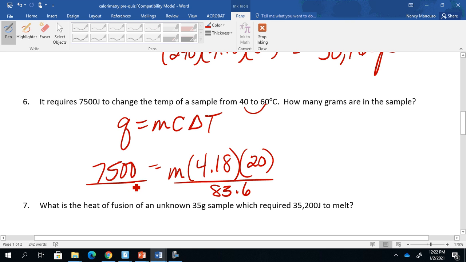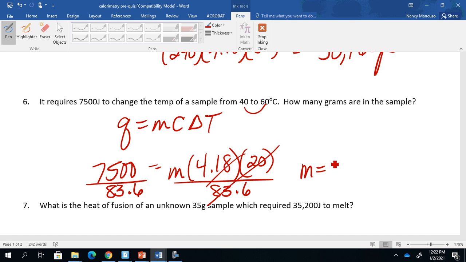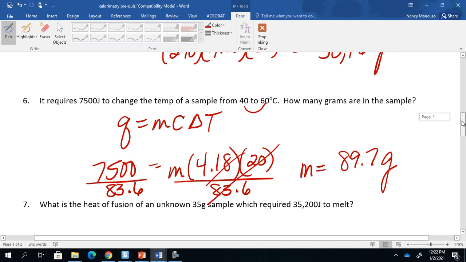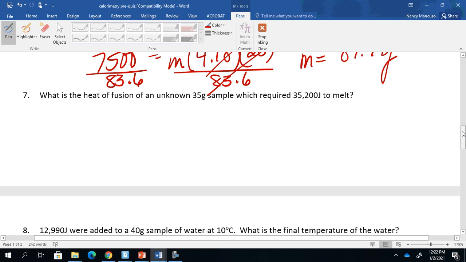I'm going to divide both sides by 83.6. That will cancel it off of this side, and my mass will be equal to 7,500 divided by 83.6. I get 89.7, and my unit is grams for mass. Next one, what is the heat of fusion?